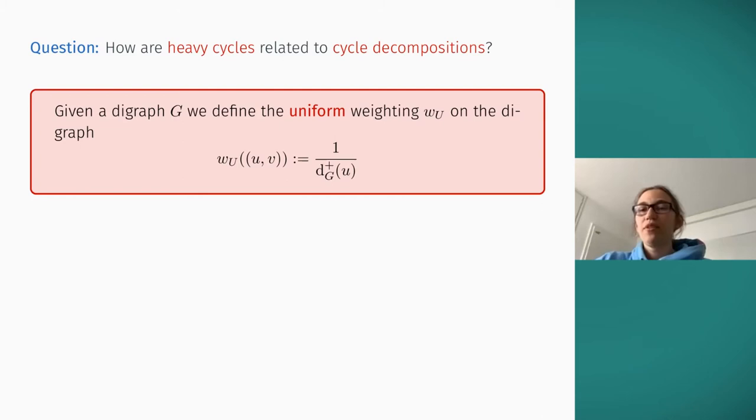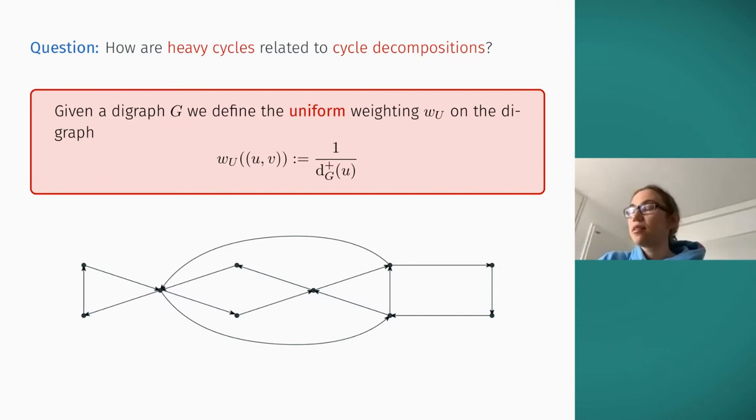Let's see an example for this. So for example, take this graph, and define the uniform weight function, and then this is what we get. This vertex here has only 1 out edge, so its out edge gets weight 1, but this vertex here has 3 out edges, this one, and this one, so each of them gets weight 1 over 3. Okay, so this is our weight function that we define.